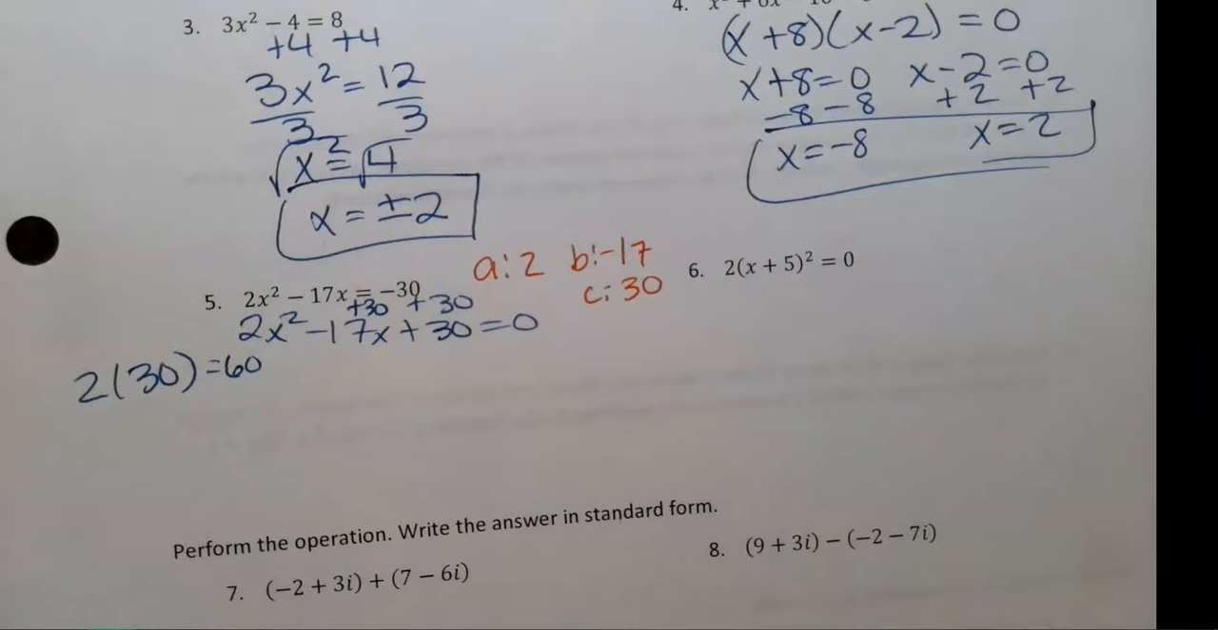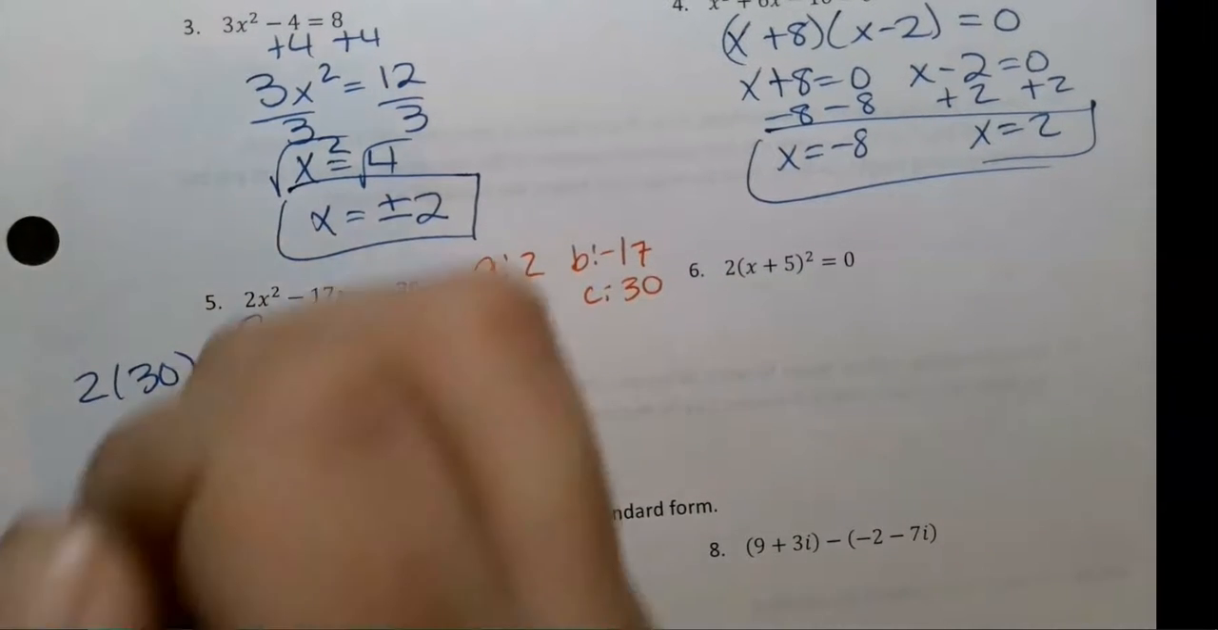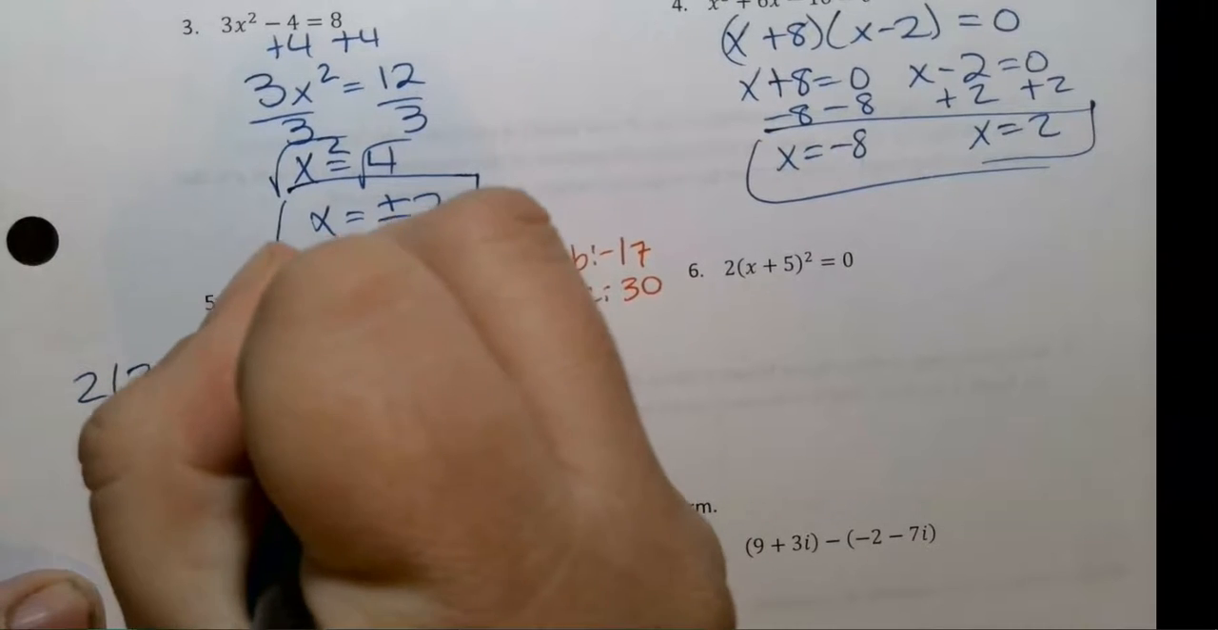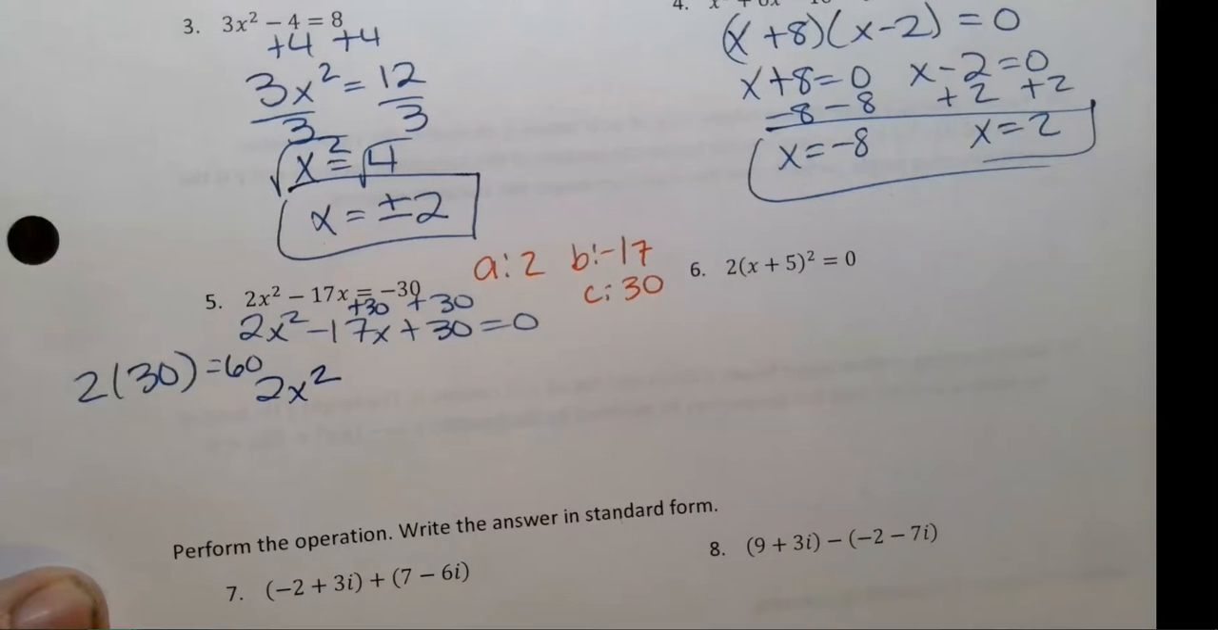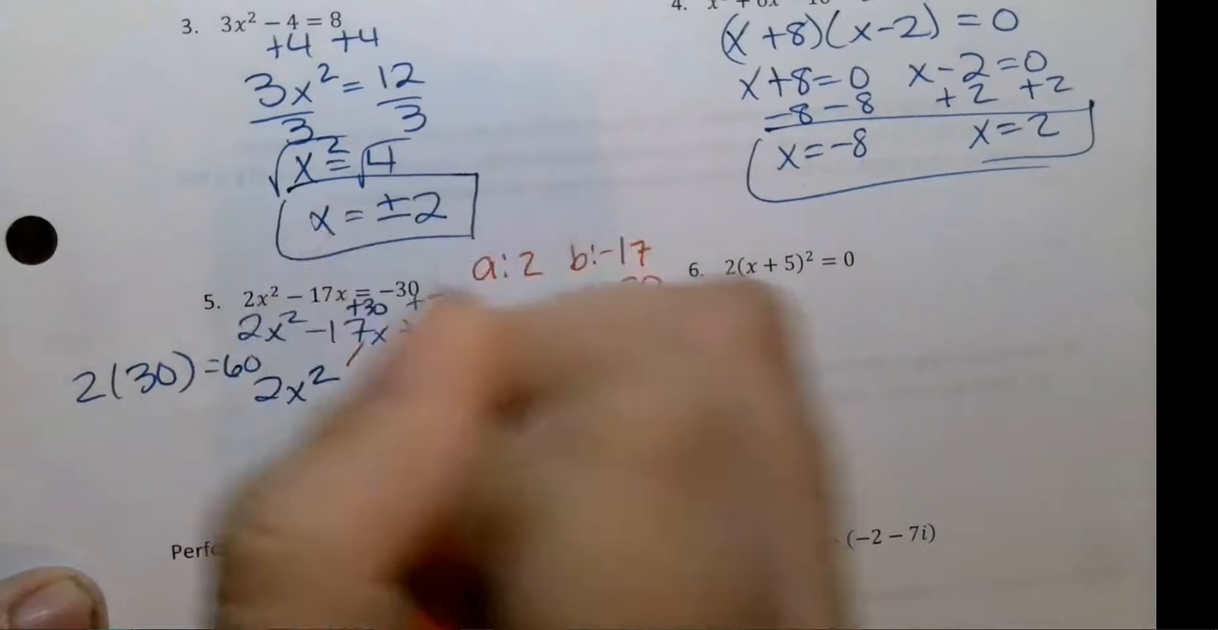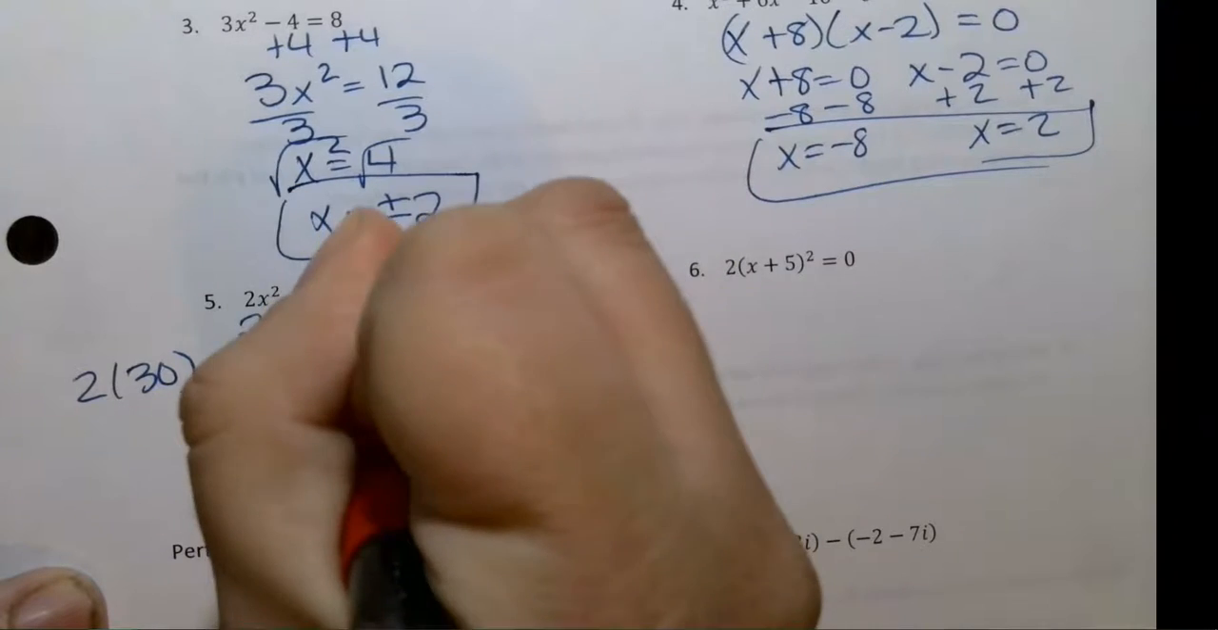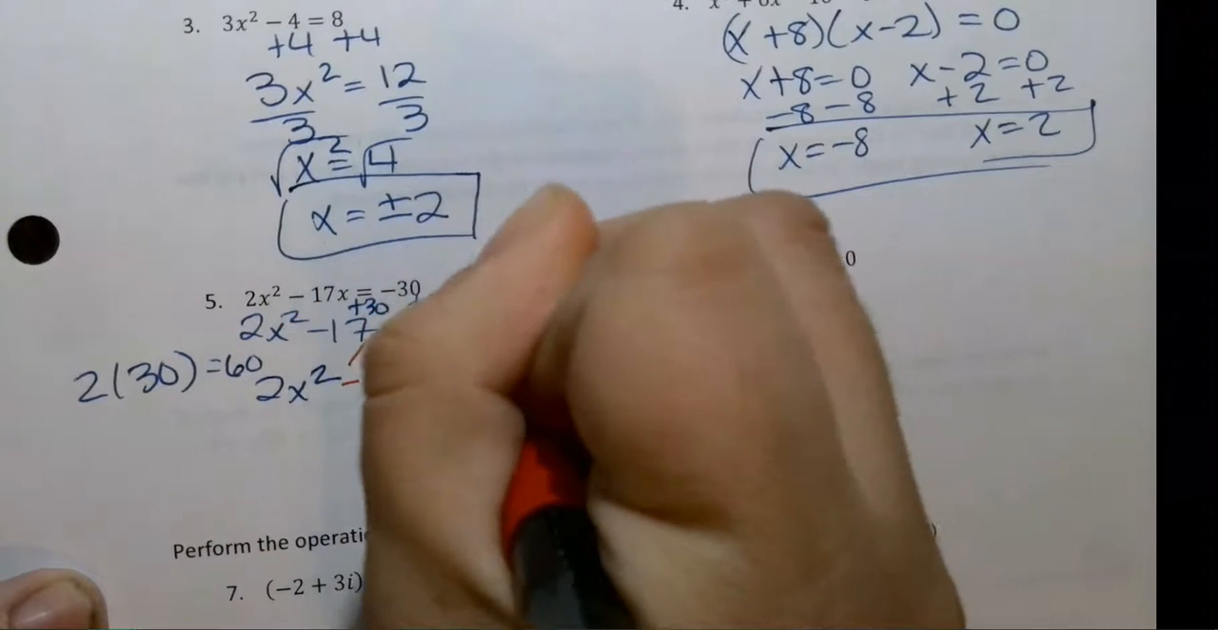So what I'm going to do is I'm going to go ahead and split my middle term up into those two numbers. So I'm going to have 2x squared, and then this negative 17x is splitting into negative 12x and negative 5x.